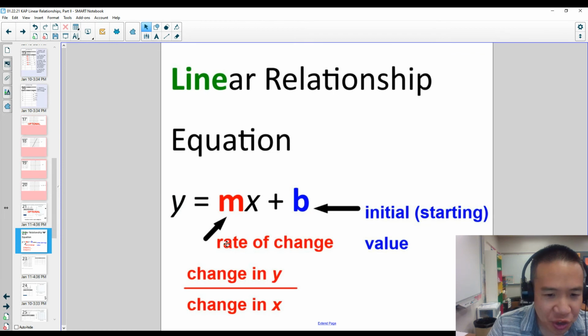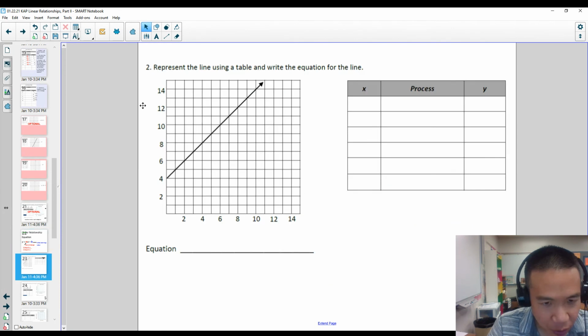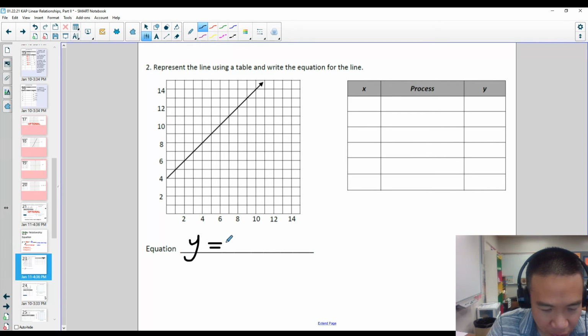M represents rate of change. How is it changing per x? So it's change of y over change of x. B represents the initial or the starting value. So let me go write that down. We know the equation will be in the form of y equals mx plus b.